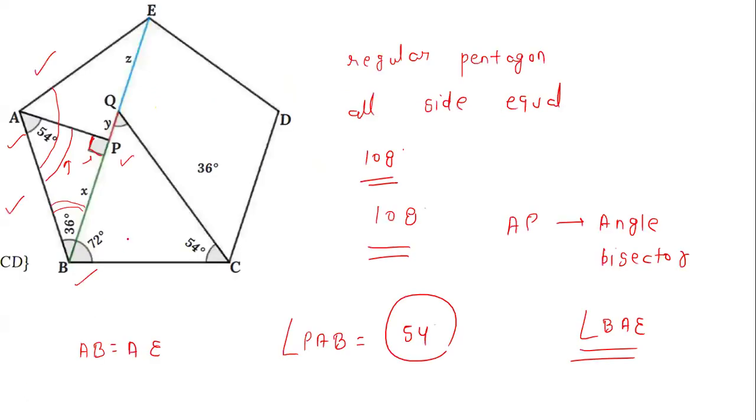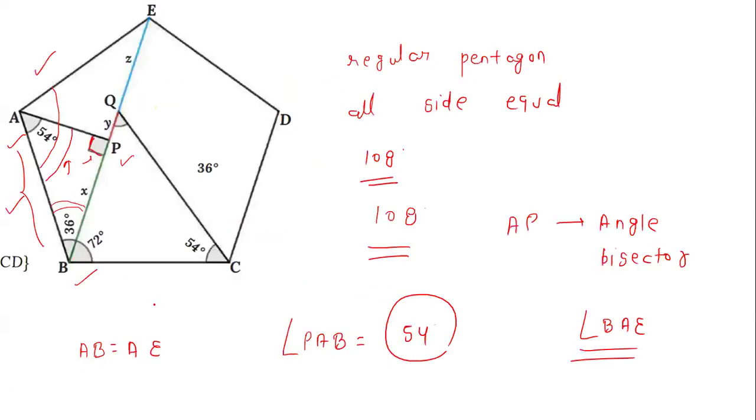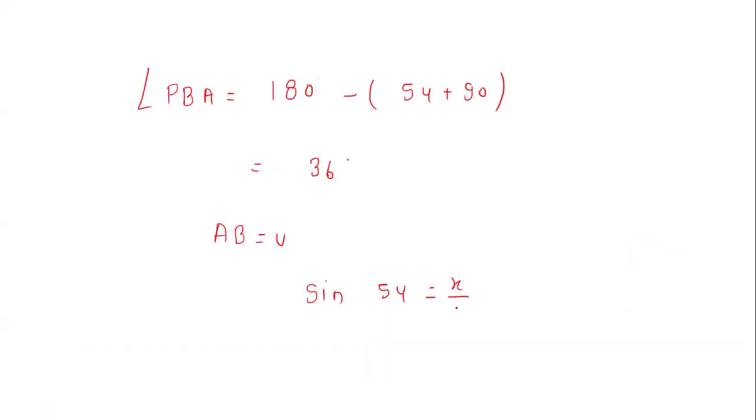Now let's assume the AB length is U. In the triangle APB, we can apply sine 54 equals this length divided by this length, so sine 54 is X divided by U. From here, X is equal to U times sine 54, and sine 54 is (root 5 plus 1) divided by 4. So this is the value of X.